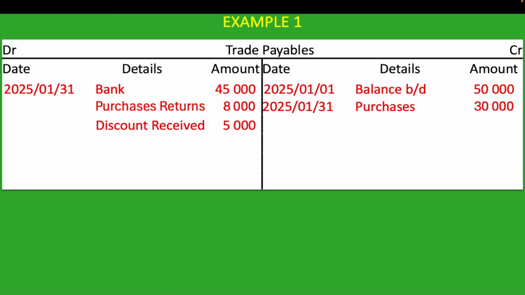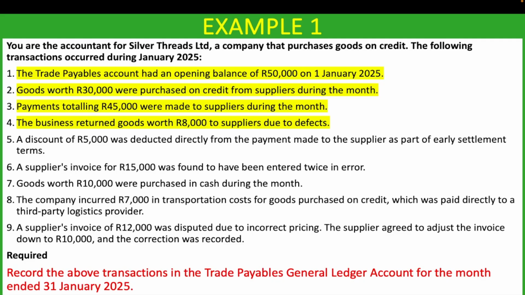So if the dates for the transactions that are following are the same as the previous one, then I don't have to repeat the date. Okay, you can see here we repeated on the credit side because the dates were not the same. Easy enough. So let's go back, highlight that one.